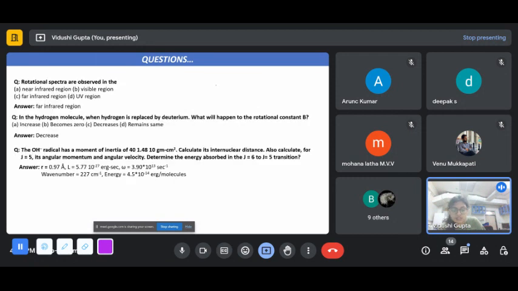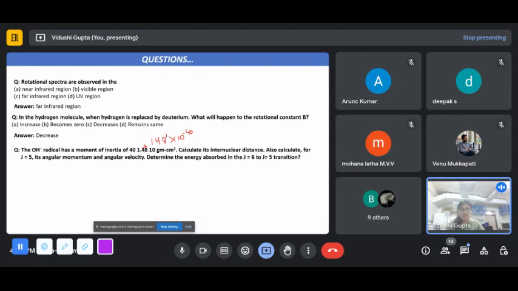In the previous question, there was some mistake. The moment of inertia is 1.48 into 10 raised to the minus 40. So now calculate the internuclear distance, and also calculate for j equals 5 its angular momentum and angular velocity, and determine the energy absorbed in the j equals 6 to j equals 5 transition.